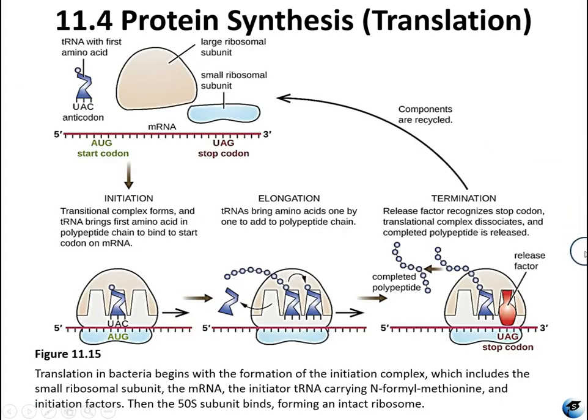So this is figure 1115, okay, and it's showing the different roles of the small and large ribosomal subunit. This here is the mRNA. It starts when the tRNA brings the first amino acid into the polypeptide chain. Then elongation is amino acids are being synthesized one by one. It goes down one codon at a time. And as the amino acids are being synthesized, they're being added to this chain. The chain eventually will become a protein. And then the termination is when the ribosome encounters a stop codon.